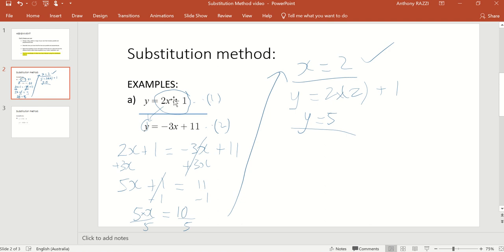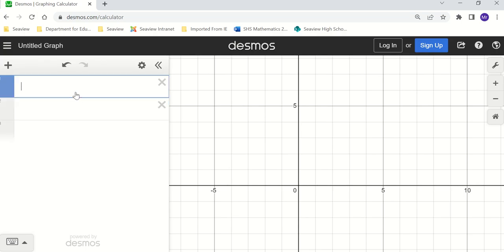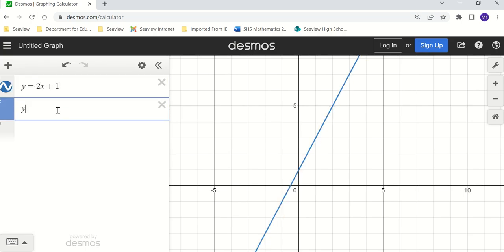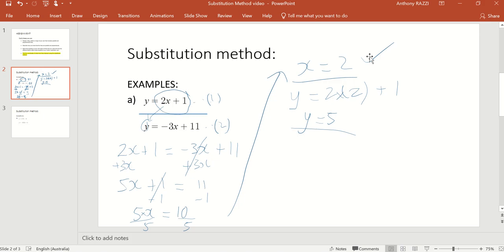And if we put these two equations, y equals 2x plus 1 and y equals minus 3x plus 11, into Desmos, so y equals 2x plus 1 and y equals, was it negative 3x plus 11? Yeah. And you look at the intersection point, it's x equals 2 and y equals 5 as required. X equals 2, y equals 5, so we've done it right.